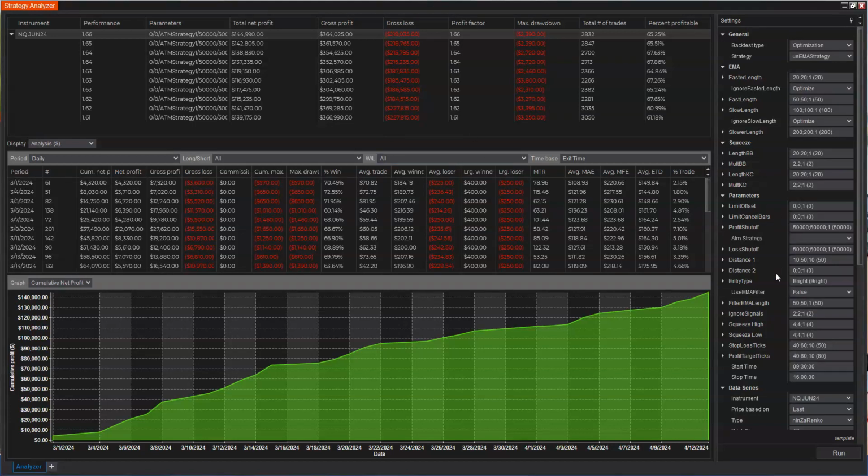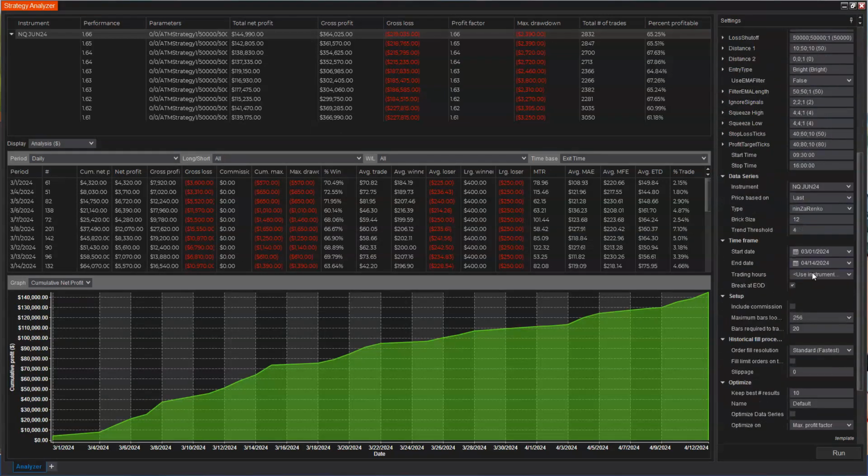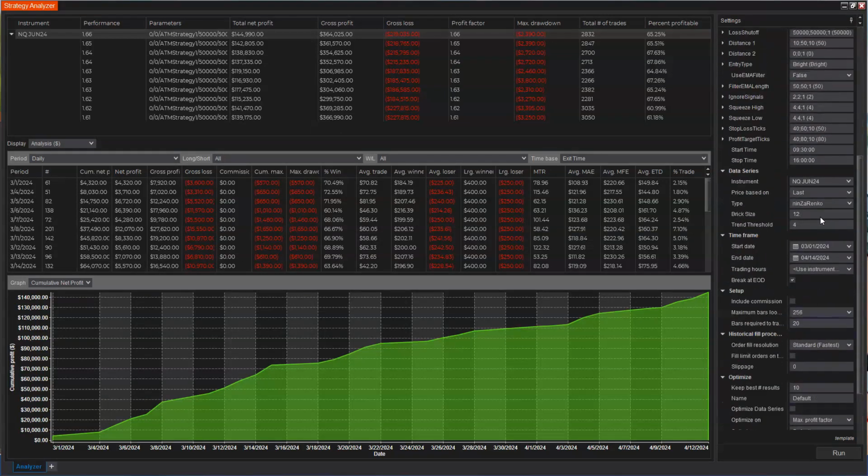Did you run this for the EMA? This is not for the Renko, this is for the EMA strategy, and the bars are Ninja Renko bars. 12/4 is the setting, right? So I was asking if you ran it not on the Ninja Renko, just on the NQ, just on the tick chart, 150. Yeah, we can run it right now.